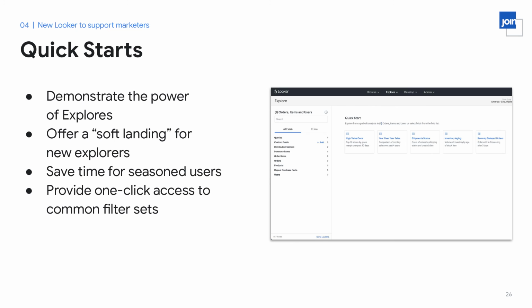The second feature I want to share with you are quick starts. Quick starts are pre-built queries you can make available in any Explore. They demonstrate the power of that Explore, giving a user a preset list of common queries so they can load them without having to add all of the dimensions and measures themselves. They offer a soft landing for new explorers because it can be less intimidating, especially at first, to tweak an existing analysis rather than building one entirely from scratch. And even for seasoned users, they save a lot of time and make your analyses faster and less repetitive. The last thing we've seen them used for really commonly is one-click access to common filter sets that people use in queries.